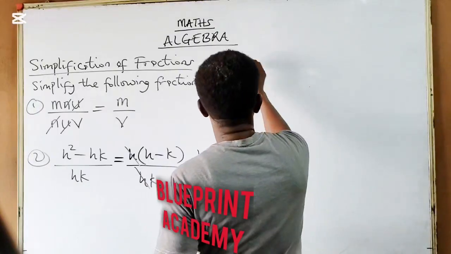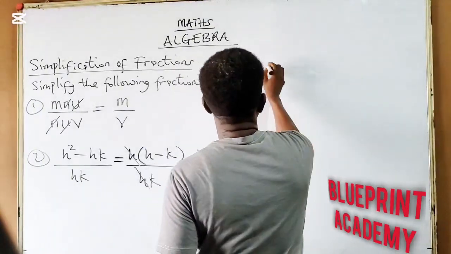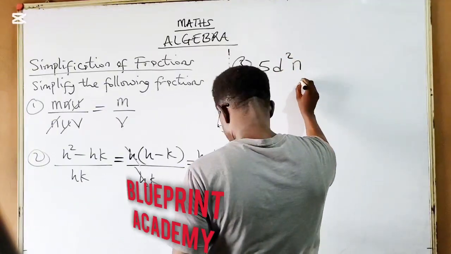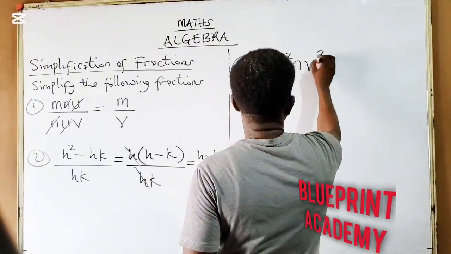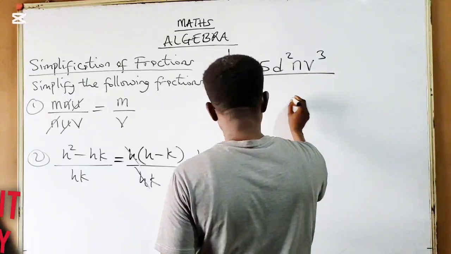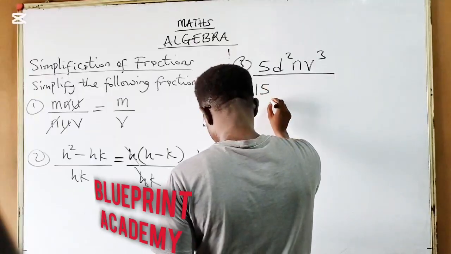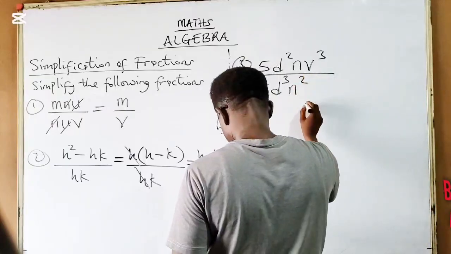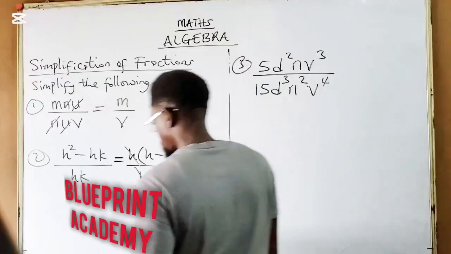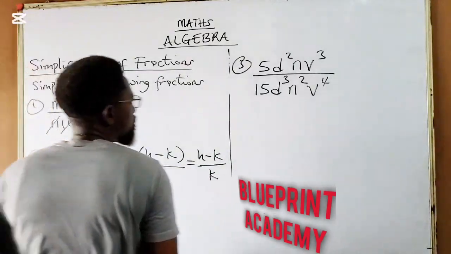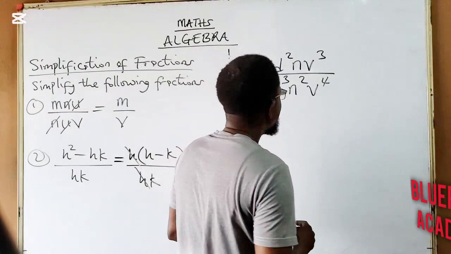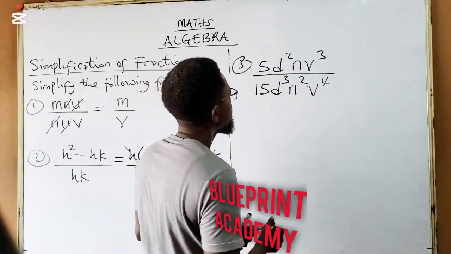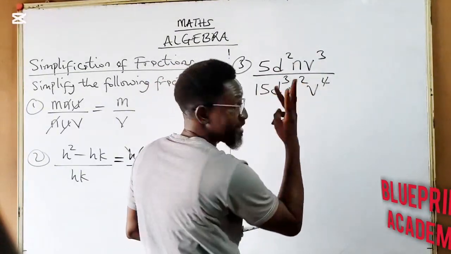So simplify 5d squared n v cubed all over 15 d cubed n squared v to the power 4. Now, if you have a question like this, what we need to do is look for what is common to the numerator and denominator. This one, v to the power 3, means there are 3 v's.